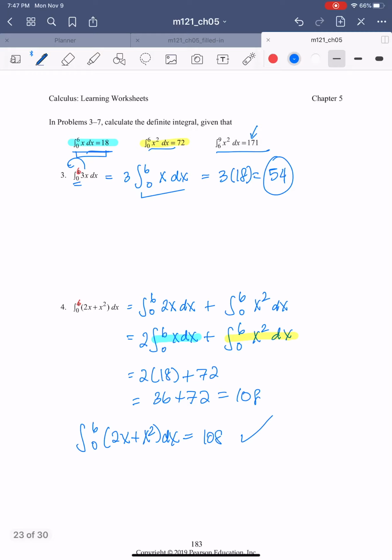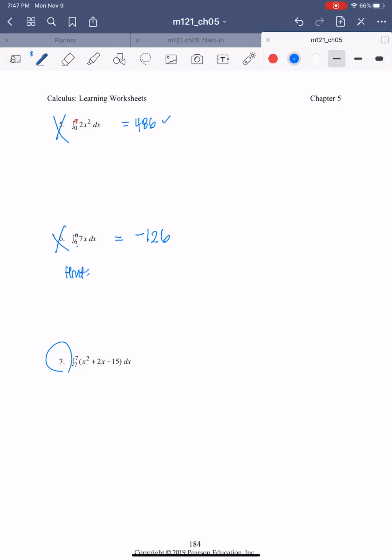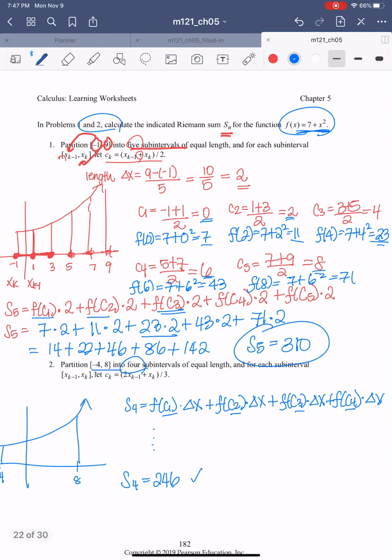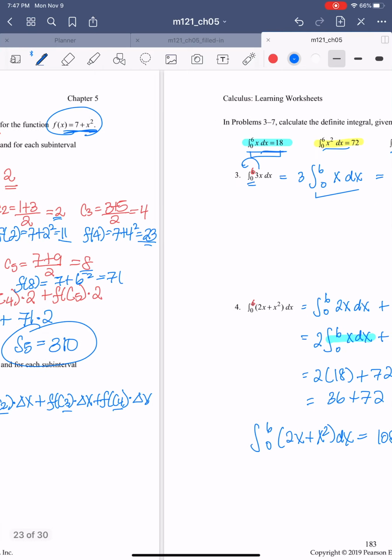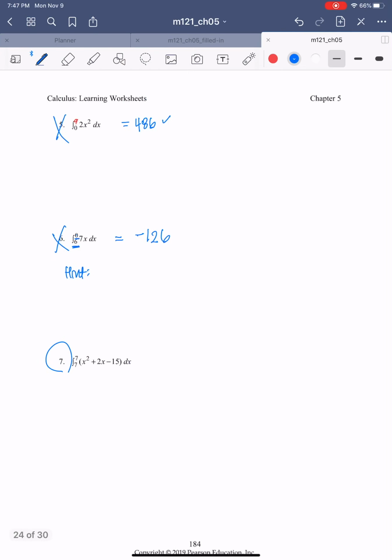This is 0 to 6. This is 0, 6 is on the bottom and then 0. That's different. So you have to use property number 2 where there's a negative introduced. So your answer will be a negative value. So that's why you see the negative. So hint, use property number 2 so that there's a negative.